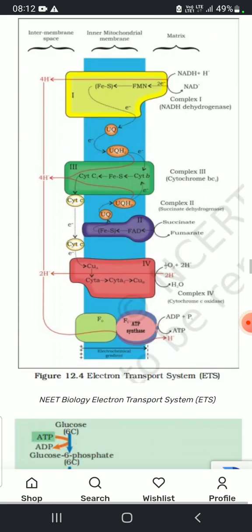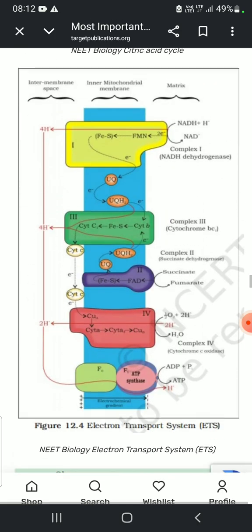Next, ETS. So ETS occurs in the inner mitochondrial membrane. Complex 1 is NADH dehydrogenase. Complex 2 is succinate dehydrogenase. Complex 3 is cytochrome bc1. Complex 4 is cytochrome c oxidase. Complex 5 is ATP synthase.